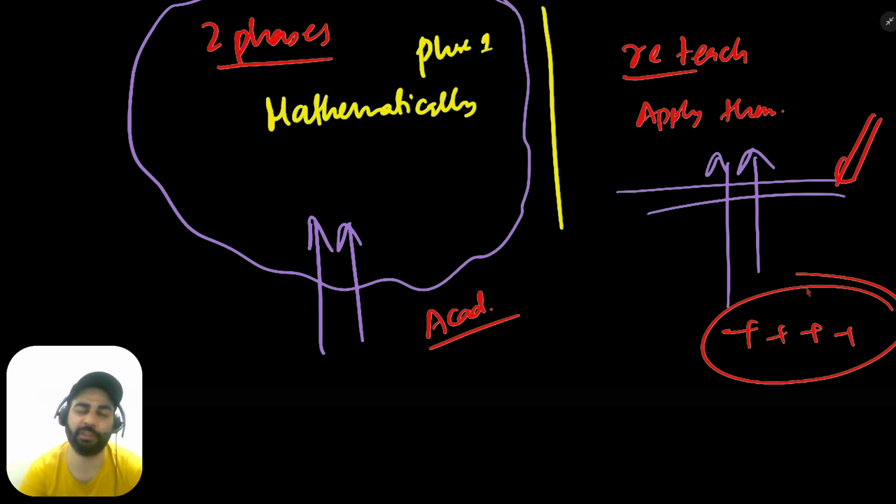you must have both of the phases. You must have mathematical notion, and at the same time you also must know how to code these things and have real world applications. Is it clear?